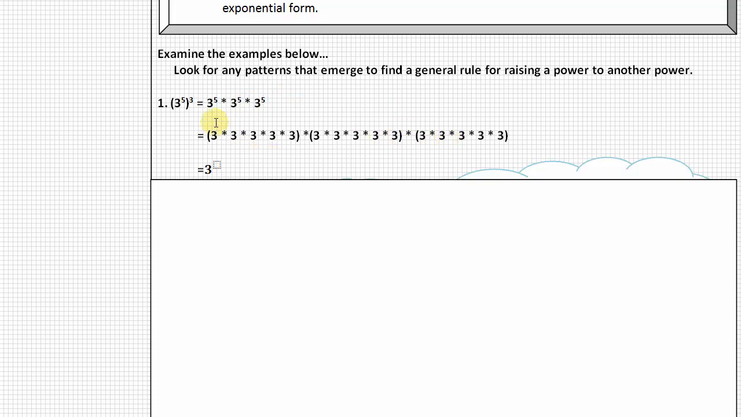So using parentheses to help us keep track of our groups, here's our first 3 to the 5th power multiplied by our second 3 to the 5th power multiplied by our third 3 to the 5th power.